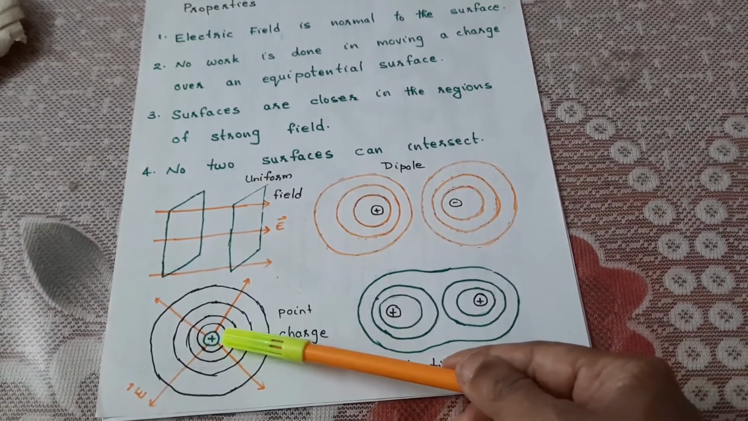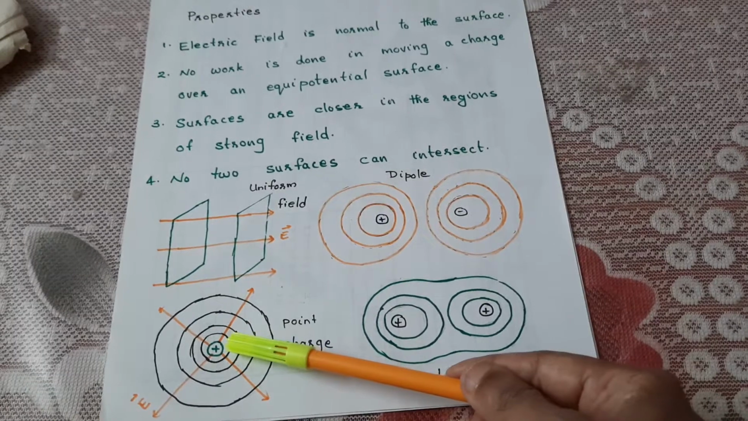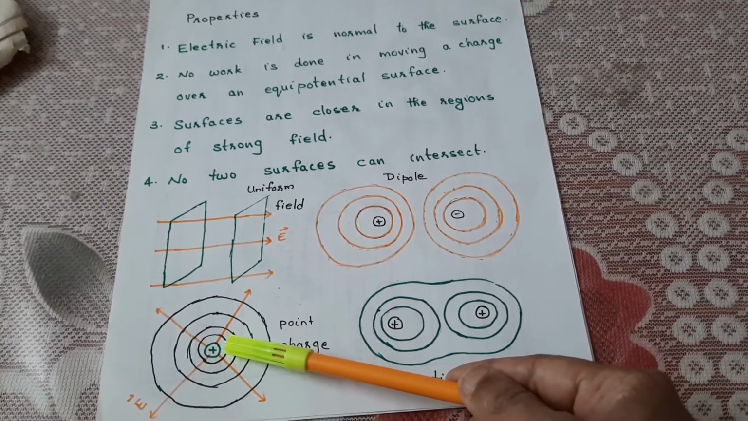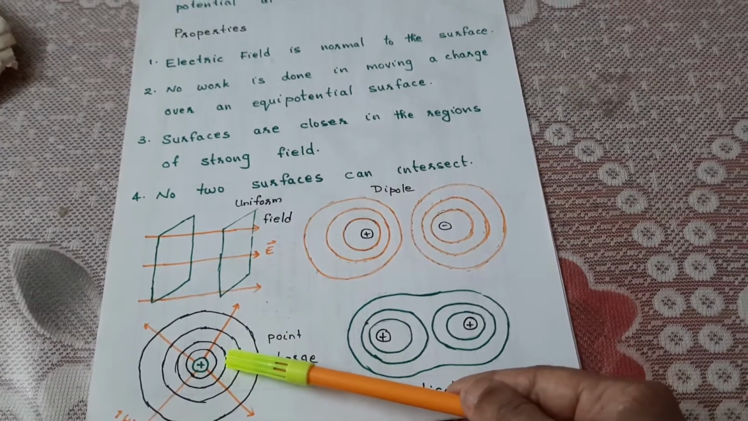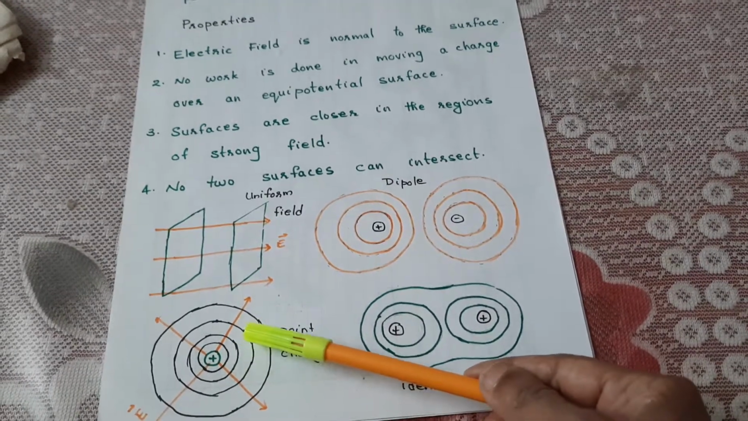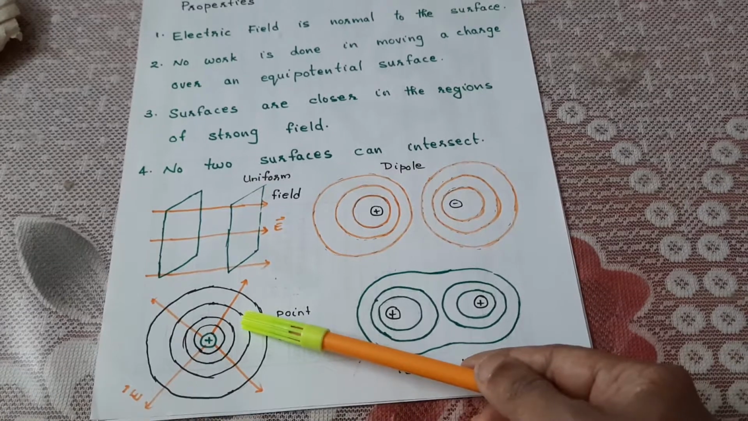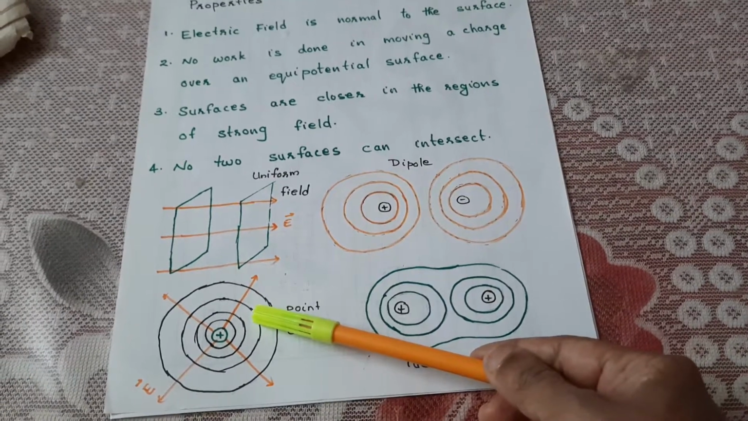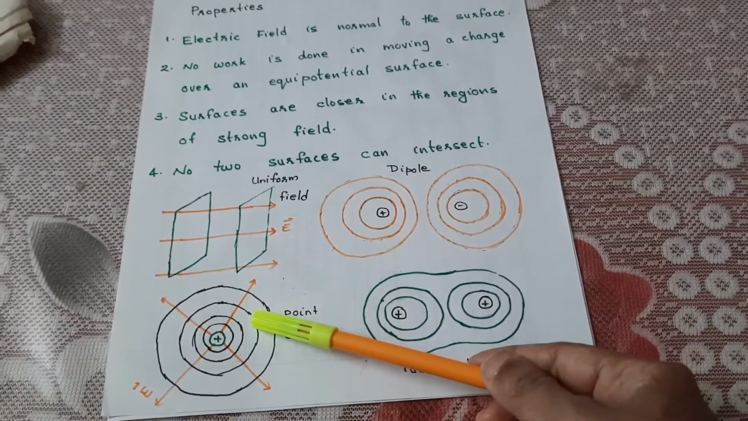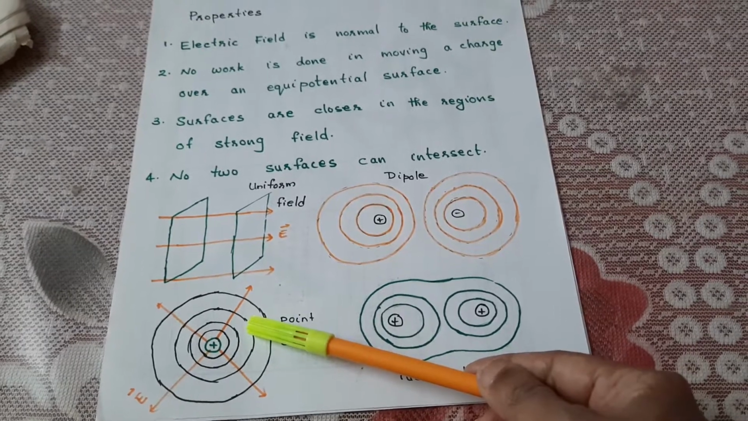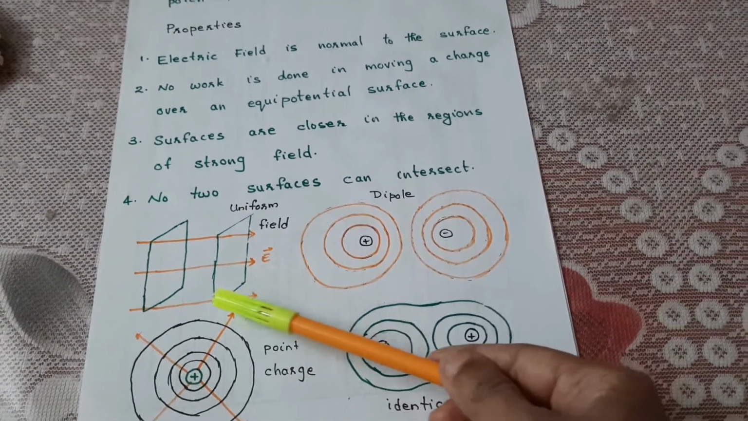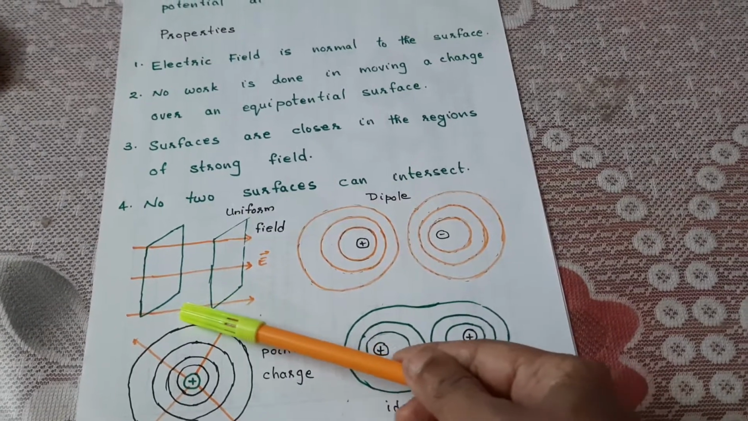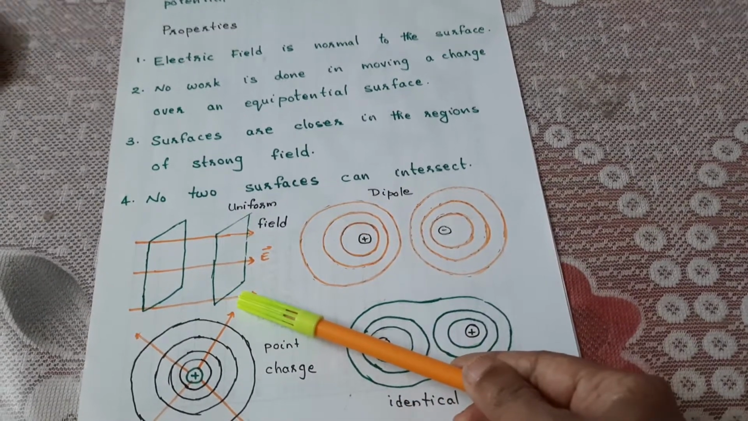And in the regions of strong field, the surfaces are closer. And two surfaces will never intersect. If they intersect at a point, there are two values for the potential at the point, which is impossible. So for a uniform electric field, the equipotential surfaces are parallel plane surfaces.